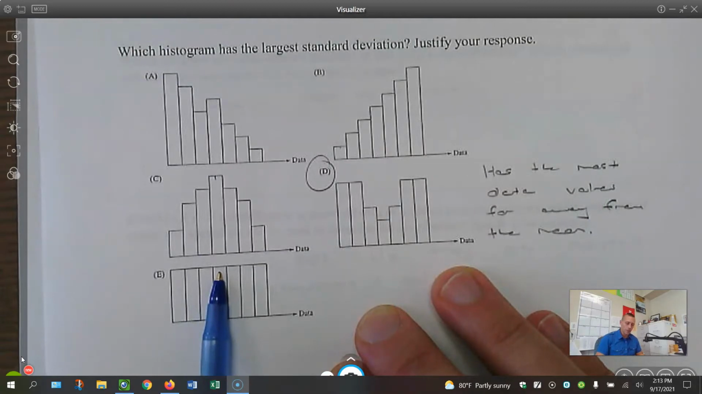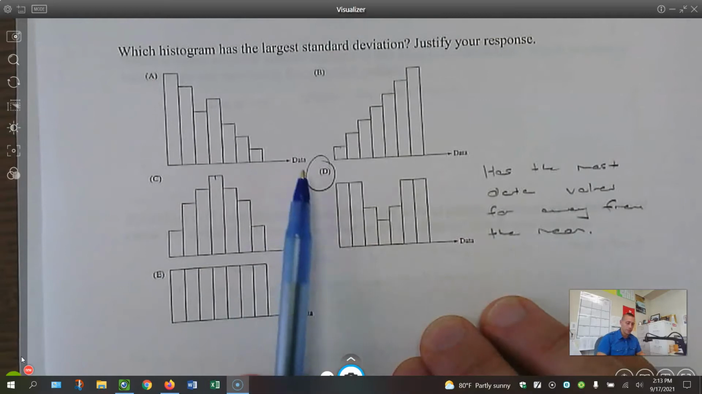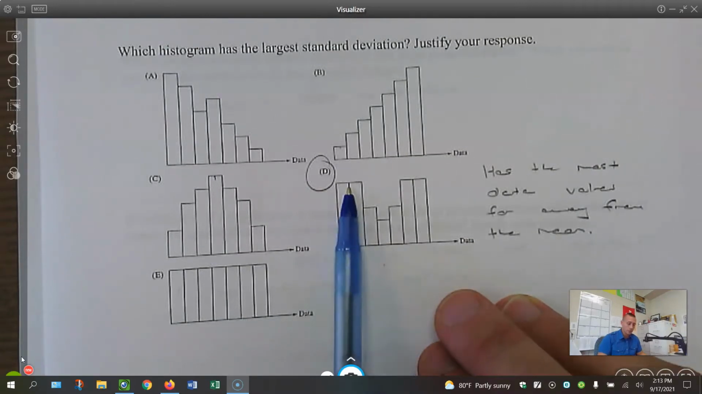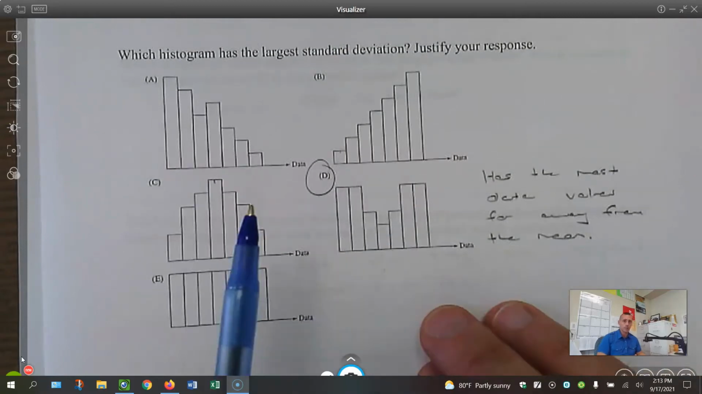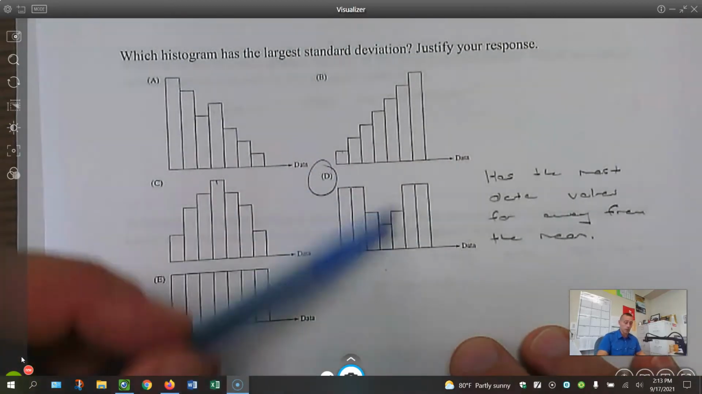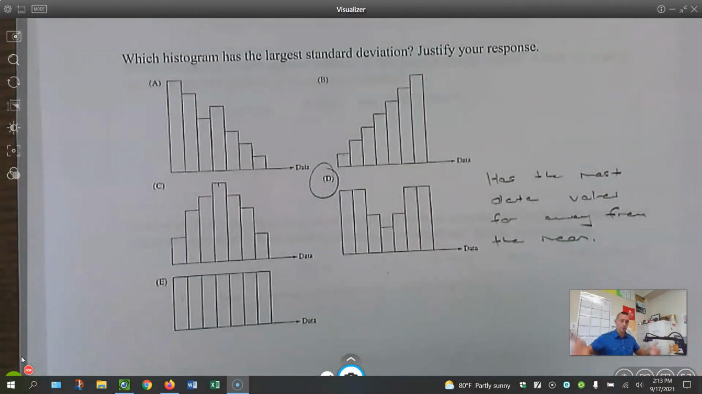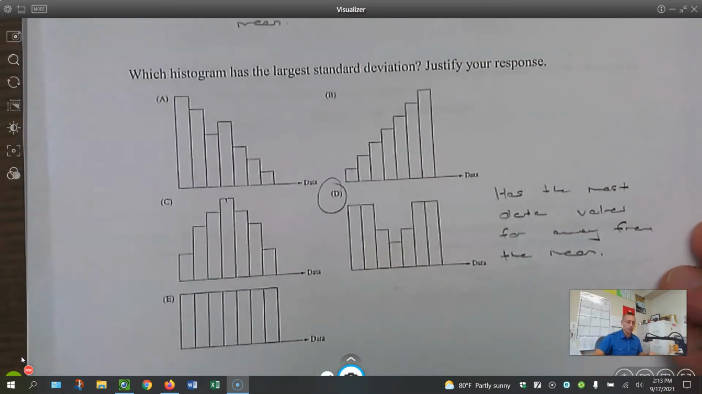The mean is going to be in the center. You have some data values in the center. You have some far away. But D is the best answer. It's definitely perfectly symmetrical. So the mean would be in the middle of the distribution. And most of the data is far away from the mean on the low end or the high end. So most of the data being far away from the mean is going to increase the standard deviation. So that's going to have the most variability in it.